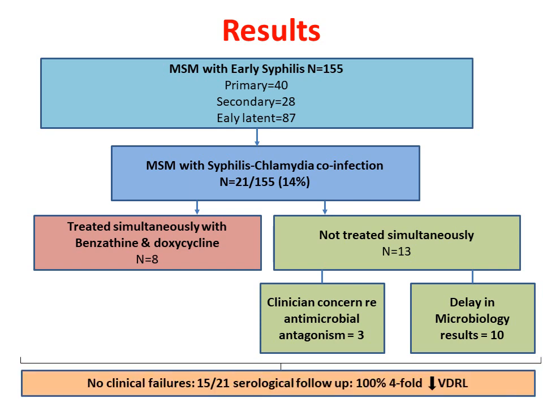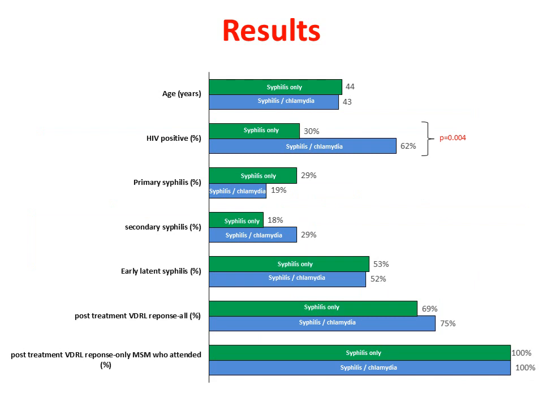There were no clinical failures reported, and 15 returned for serological follow-up, and all had at least a 4-fold fall in VDRL titer. MSM with syphilis chlamydia co-infection were significantly more likely to be HIV positive than MSM with syphilis alone. Otherwise, there were no differences in MSM with mono or dual infection, as this slide shows.